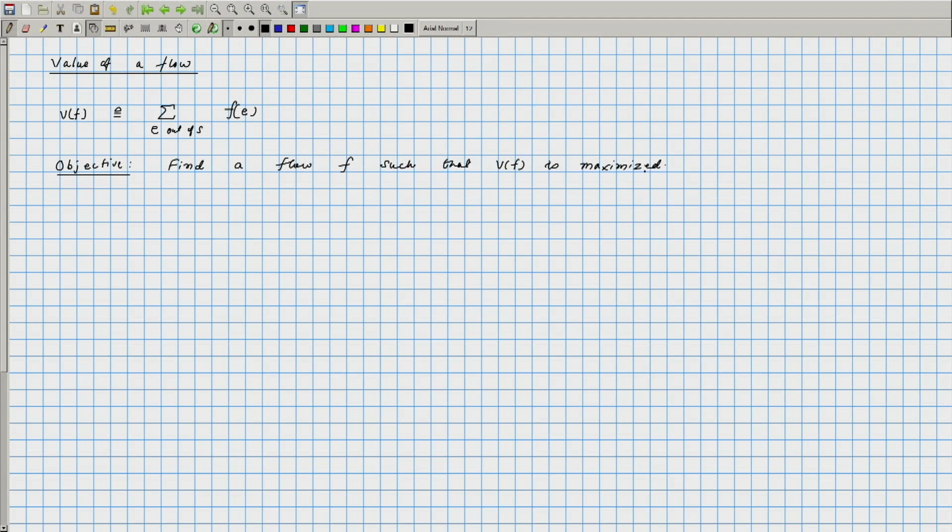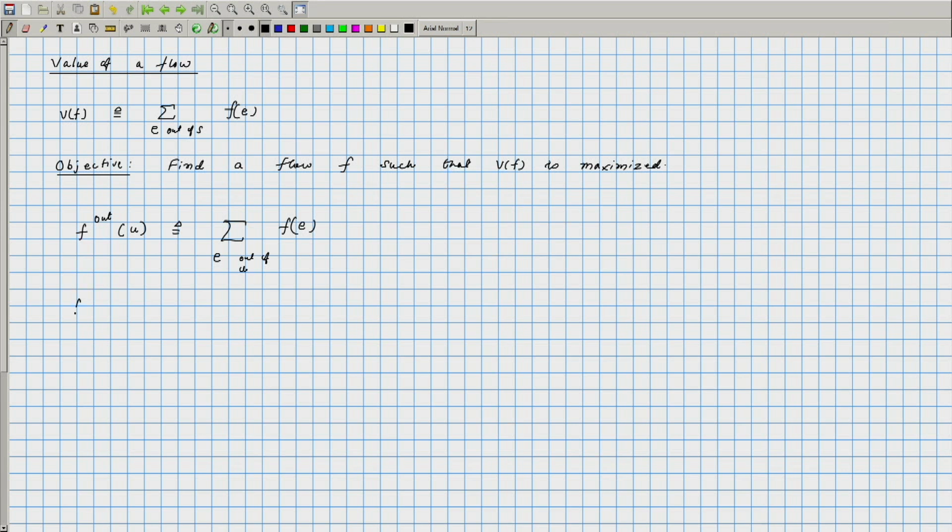Let us understand this quantity V(f) carefully. We will define some additional quantities. So, f is defined for each individual edge. We will define f out at a particular vertex, let us say u. This is defined as the outgoing flow at vertex u. So, that would be the summation over all edges e out of u of f(e).